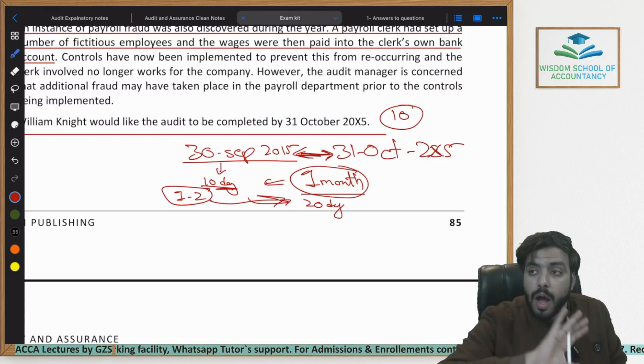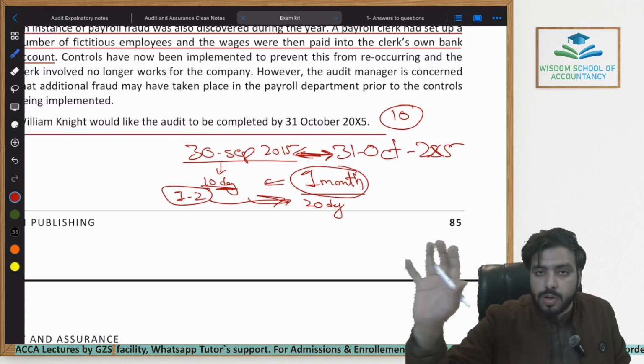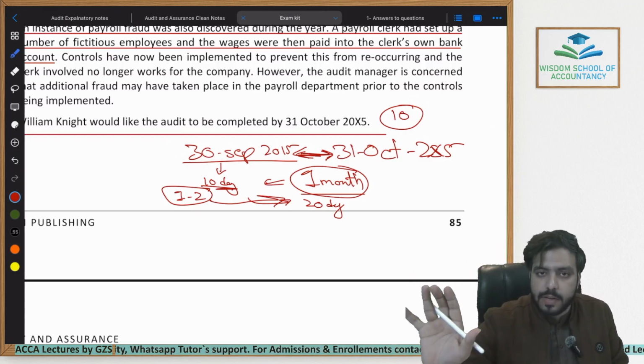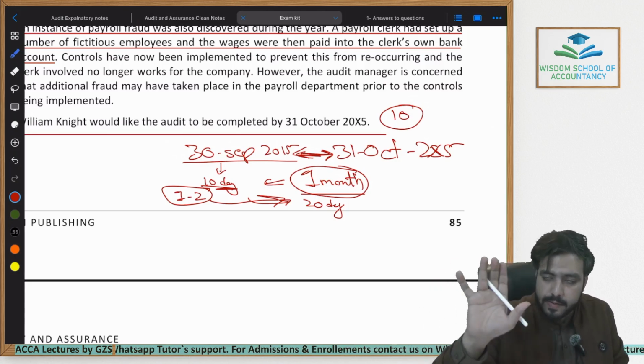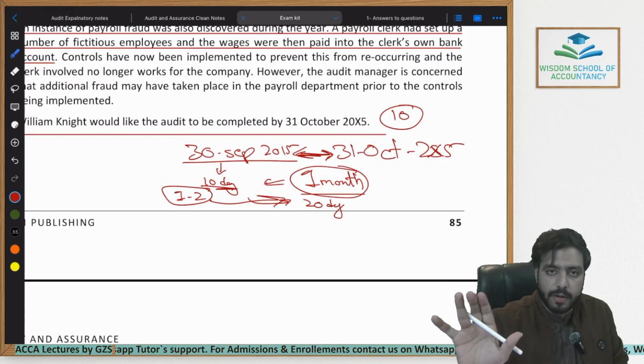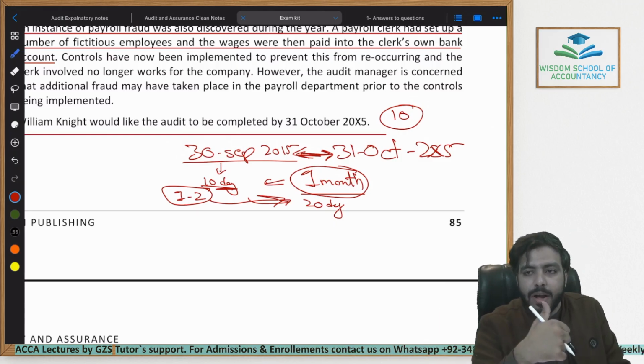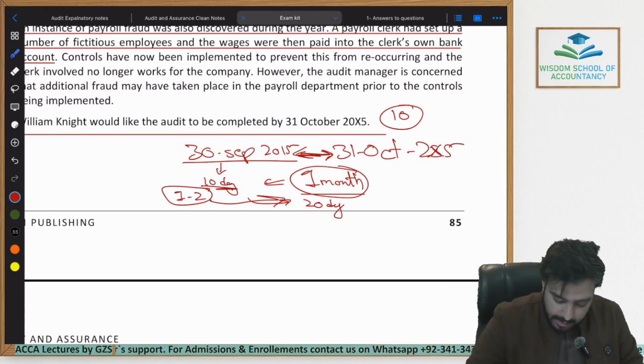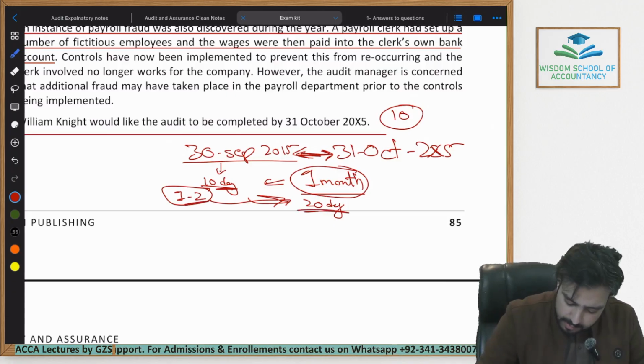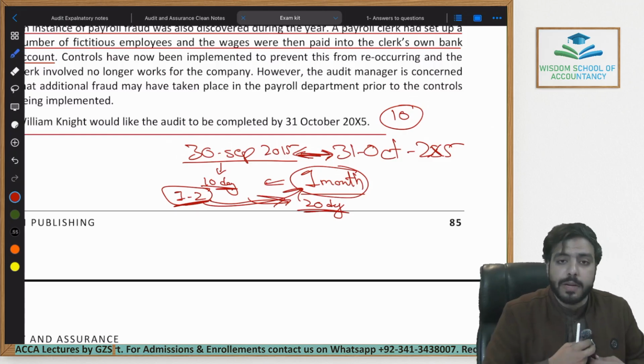We have already crossed the ethics stage of the audit. We are in the planning stage. We have accepted this client. We have accepted their requirement to complete the audit within 1 month. This means that now we need to complete the audit within the remaining days. We have to do it within the remaining days. Whatever days will be left, we will have to complete the audit.